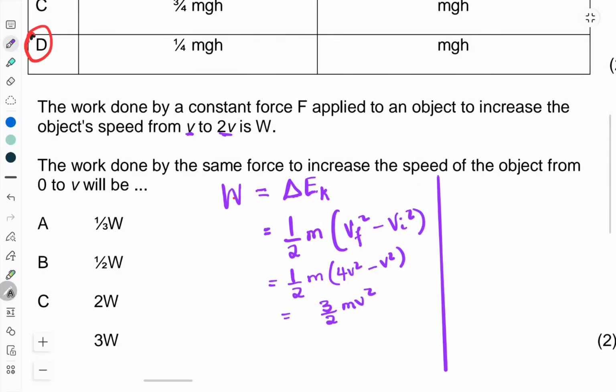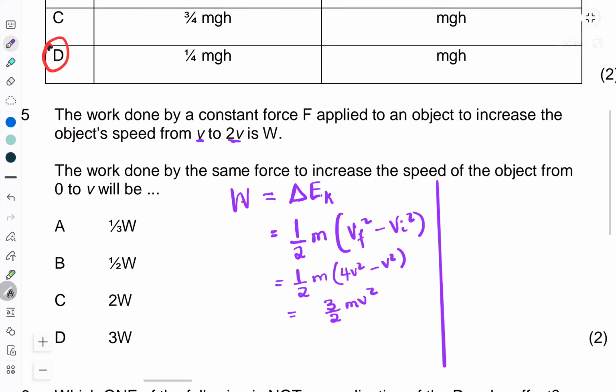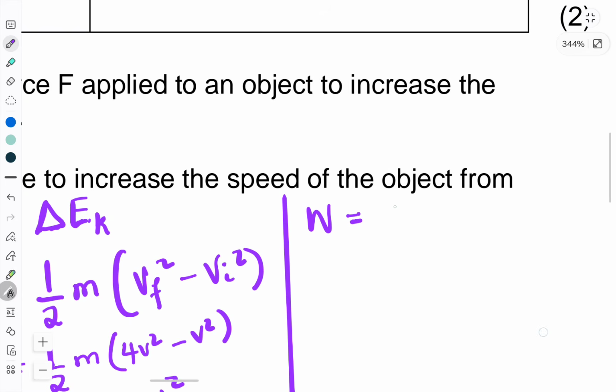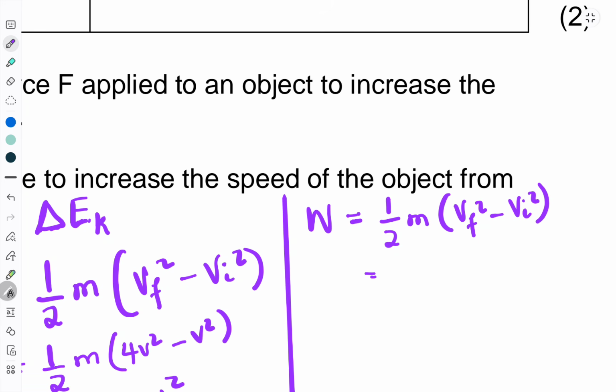Now, what if the object speed changes from 0 to v? So what you would do is the same thing: half m times vf squared minus vi squared. So our initial velocity is 0, so we'll have v squared minus 0. So that's just half mv squared.